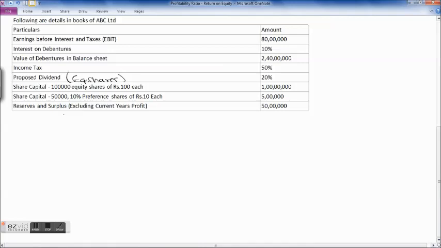Now we need to calculate what is the return on the equity. Before calculating return on equity, let's find out what is the earning after tax. Okay, so let's prepare one statement for computing earning after tax, okay, and earnings available to equity shareholders also.